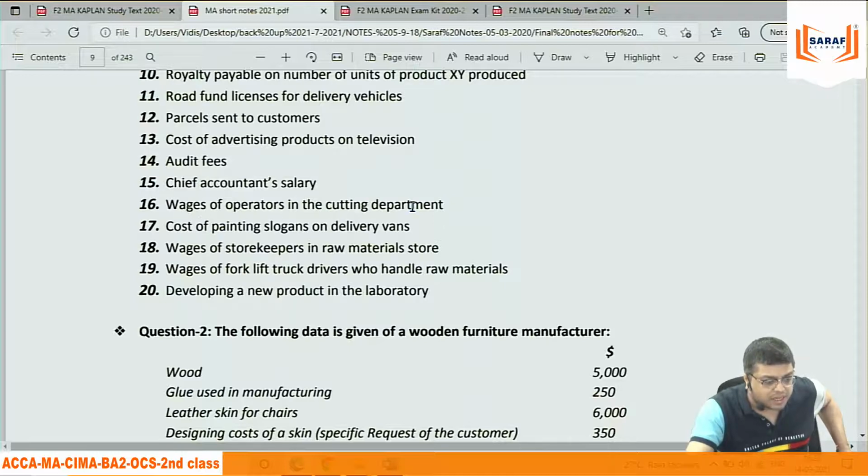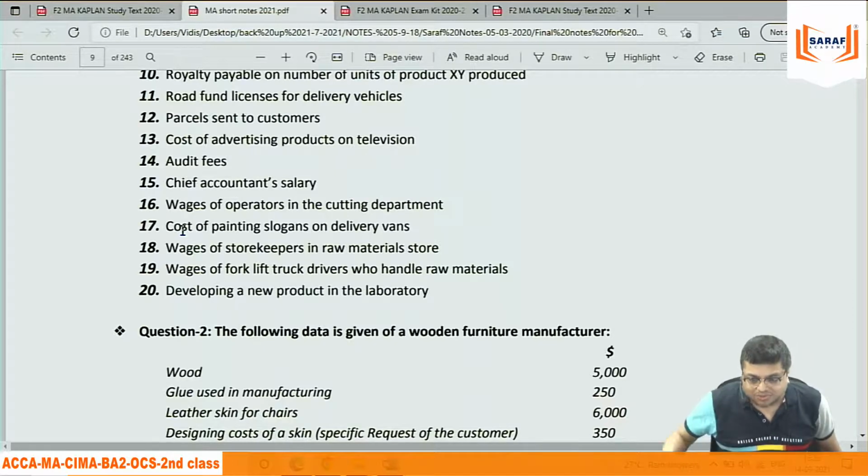Wages of operators in the cutting department, direct labor, because they are engaged in the production activity. Cost of painting slogans on delivery vans. Delivery vans. Now whether you should say distribution or marketing. Whether it is distribution or marketing.